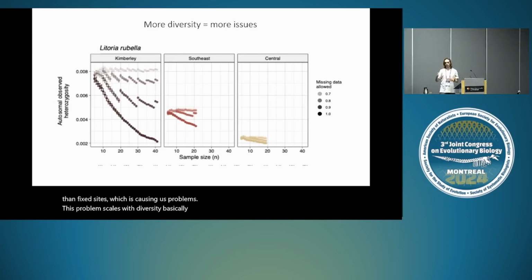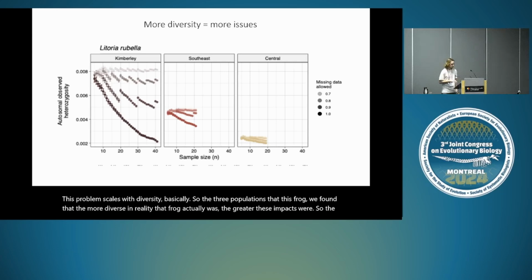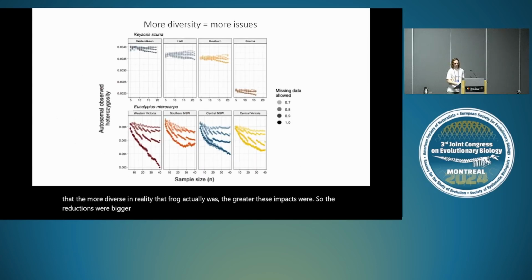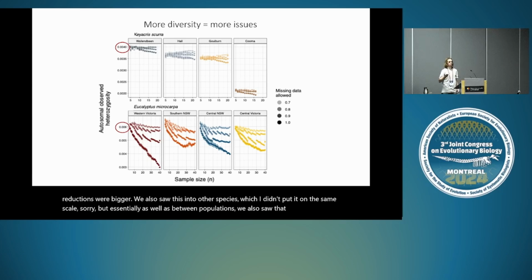For 3 populations of this frog, we found that the more diverse that frog actually was in reality, the greater these impacts were. The reductions were bigger. We also saw this in 2 other species, which I didn't put on the same scale, sorry, but essentially, as well as between populations, we also saw that across species, more diversity equaled a bigger problem.